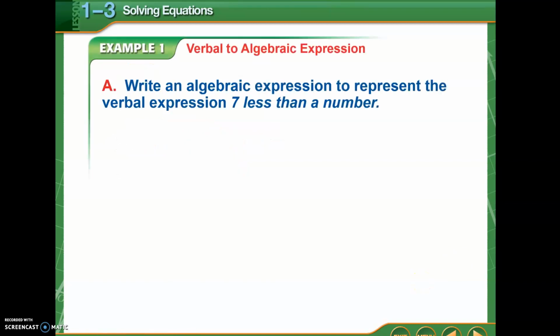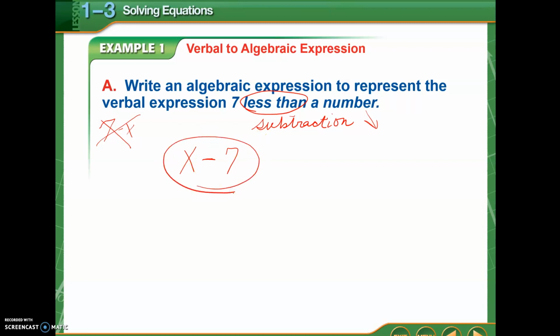So first, writing algebraic expressions, we should have an idea of what some of these words mean. So less than here we see is subtraction. So we should be thinking subtraction when we look at this one. And so for less than, a number can be any variable because we haven't defined that number. So we could say x minus 7 because it's 7 less than a number. So we're taking the 7 from the number. We wouldn't want to do 7 minus x because that's saying we're taking x from the number, but we're taking 7 from the number. So this would be our correct form.